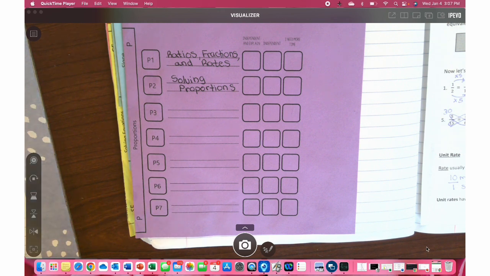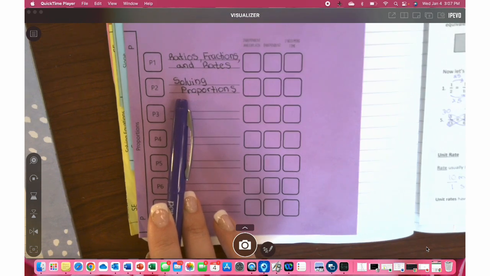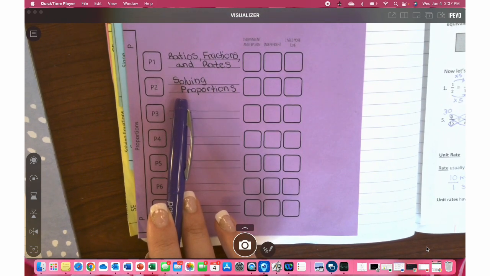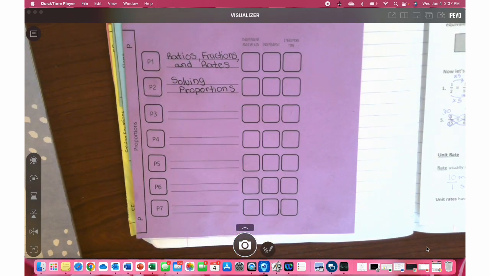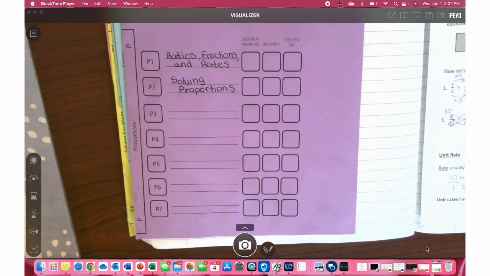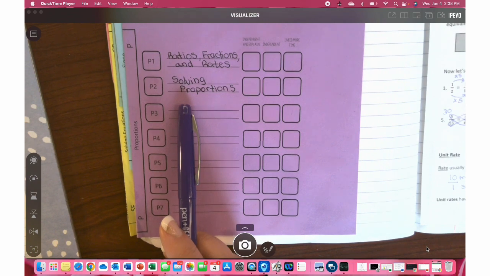We're going to start by opening up to our purple divider, and we're going to write in topic 2, which is solving proportions. Yesterday we reviewed what a ratio was, how to create equivalent fractions, and how a rate usually involves time. Today we're going to learn what a proportion is and how to solve one.